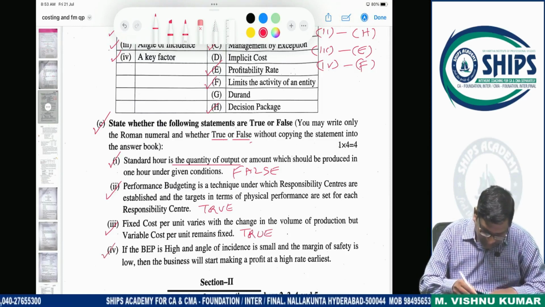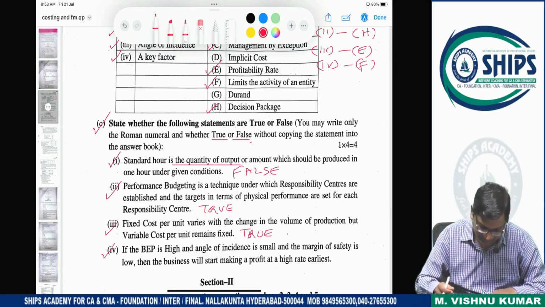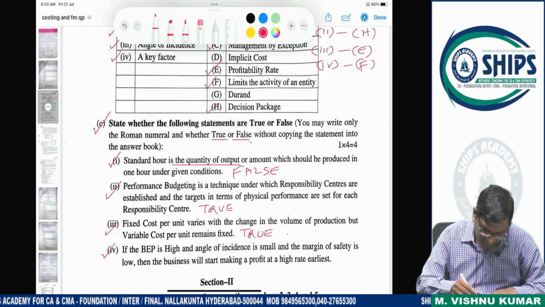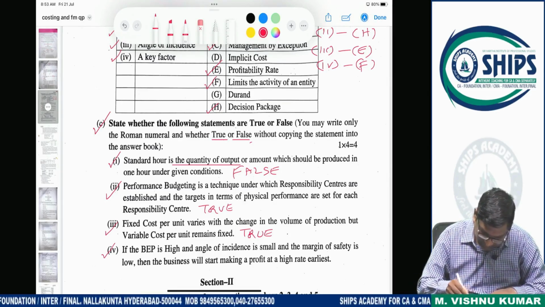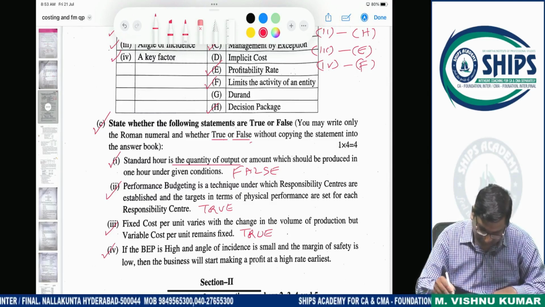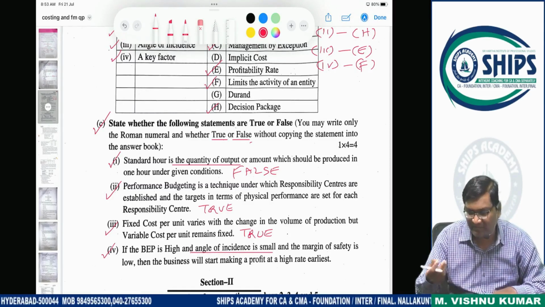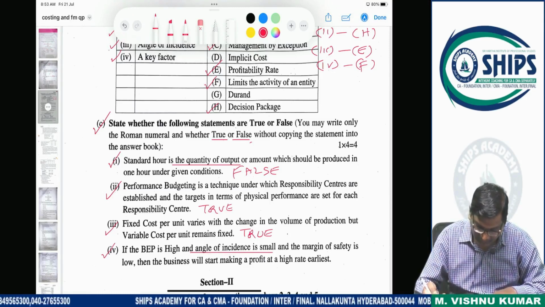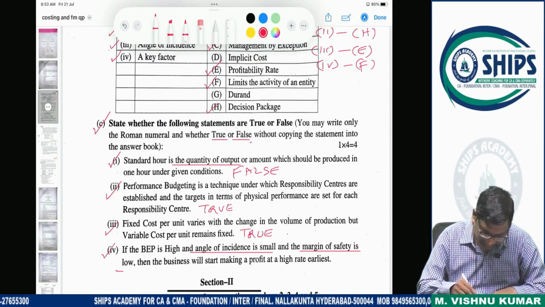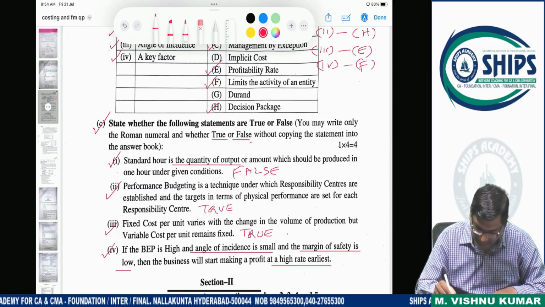Now next point. If break-even point is high, angle of incidence is small. This is a question which is already covered in 1A 5. So if break-even point is high, angle of incidence is small and margin of safety is low, then business will start making profit at a higher rate. No. If angle of incidence is small, profitability will be low. If angle of incidence is high, profitability will be high. Similarly, margin of safety low means profitability will be low. So they are asking the question on high rate. So angle of incidence small means high rate is possible? No. So this is false.